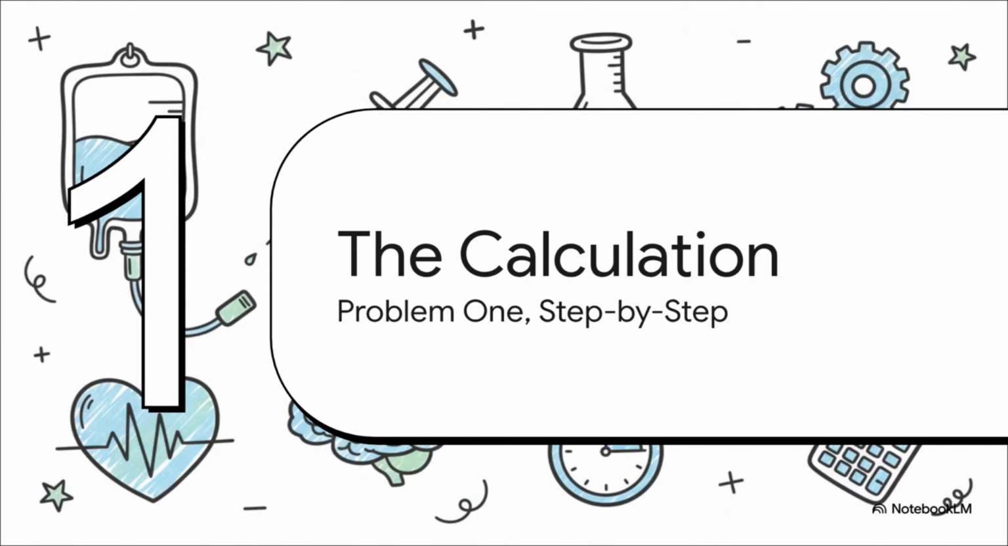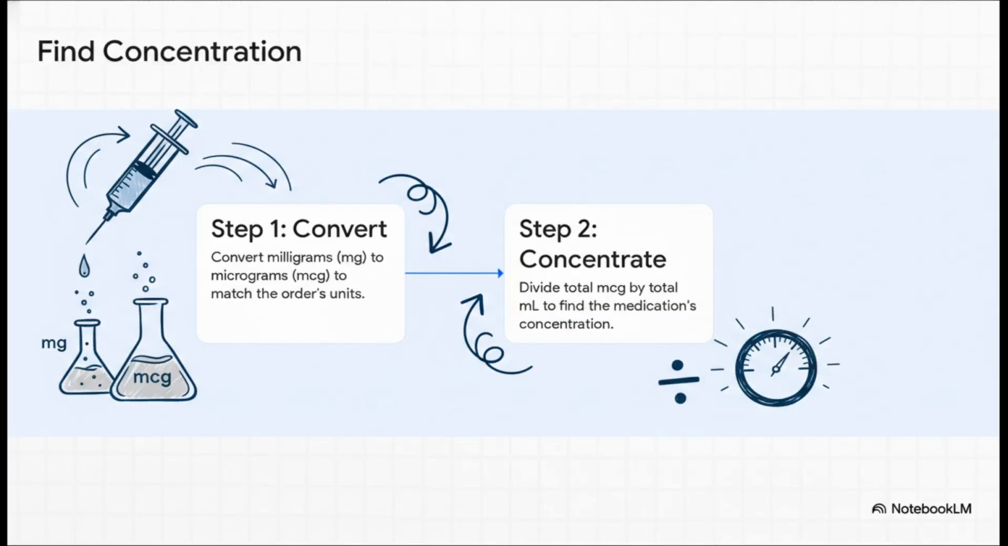All right, let's do this. We're going to walk through this first one together, step by step. We're going to turn that blueprint of information into a final, actionable answer that we can actually program into our IV pump. First things first, we have to get all our units to match up. This is so important to avoid errors. You'll notice the order is in micrograms, or mcg, but the solution is in milligrams, mg.